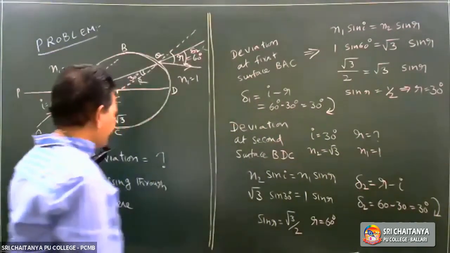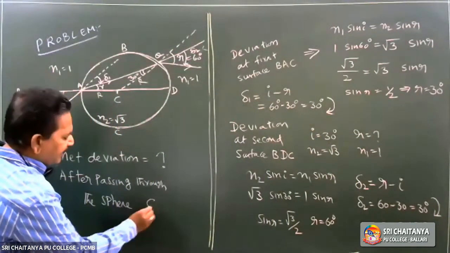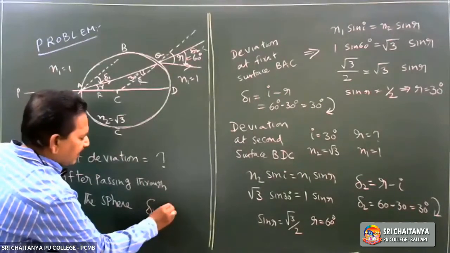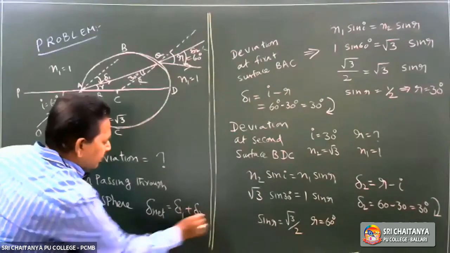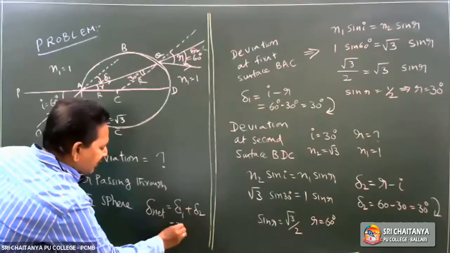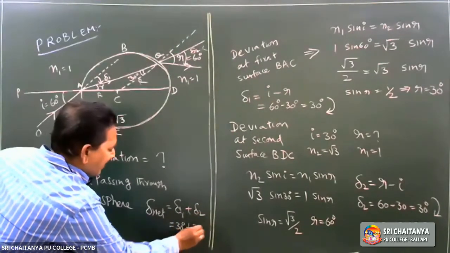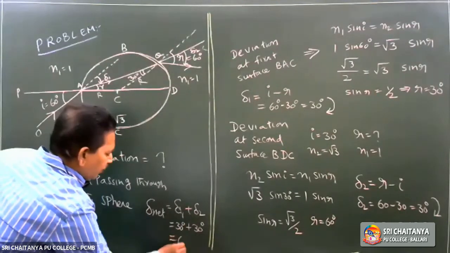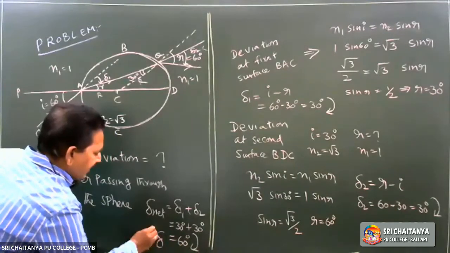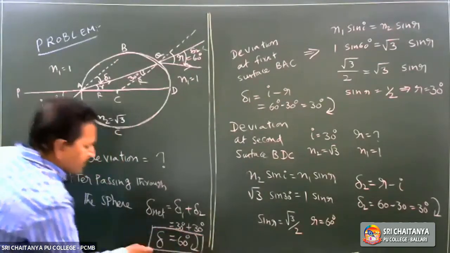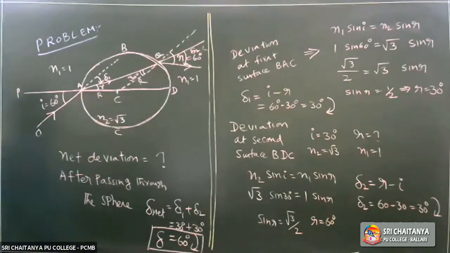Net deviation is delta 1 plus delta 2. That is equal to 30 clockwise plus 30 clockwise, which is equal to 60 clockwise. Net deviation is 60 degrees in the clockwise direction.